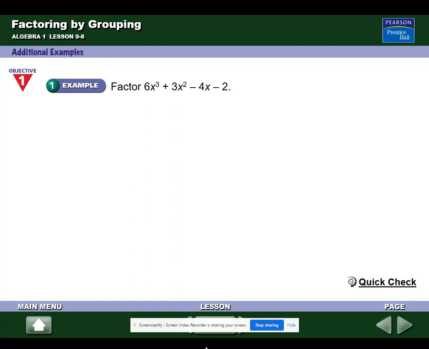Algebra 1, Section 9.8. We are going out of order here. This will make more sense once we do Section 9.6. Right now, you're going to have to trust me. You need to learn factoring by grouping first, and then there will be some factoring in Section 9.6 where you'll be given a choice to do what is known as factoring using trial and error or using factoring by grouping. But I need to teach you this concept first.